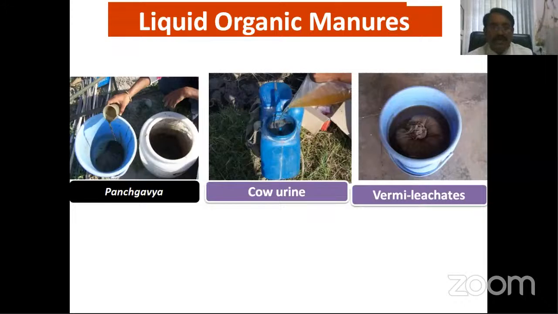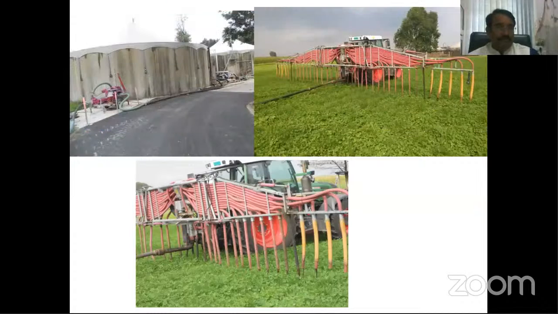There are several liquid organic manures available nowadays. Panchagavya is one of them. Cow urine is another one. Vermileachates and neem cake leachates, several leachates are there that can be used as a source of nutrients through foliar application. I went to Switzerland. I have seen in an organic farm, they are making the slurry there and pouring it in the field directly. So this can also be used, if not a big biogas plant, then a small one. If we have a gobar gas plant, the gobar gas slurry can be used directly in the field.